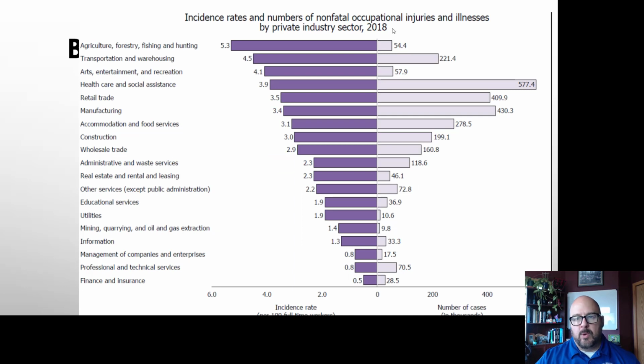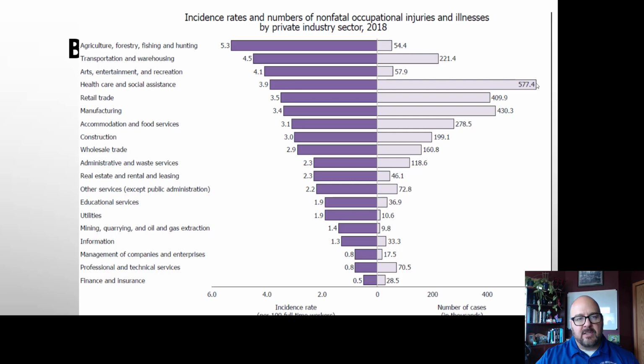Here's a breakdown of incidence rates for non-fatal injuries by private industry in 2018. As far as an incidence rate, the most dangerous industry is agriculture, forestry, fishing, and hunting. But from an overall number, it's healthcare and social assistance. The greater the number of workers, that can bring down the incidence rate, because it's a rate versus a number of cases.